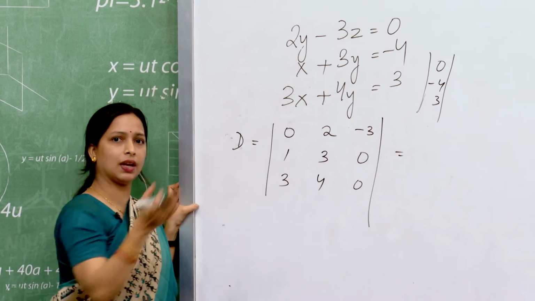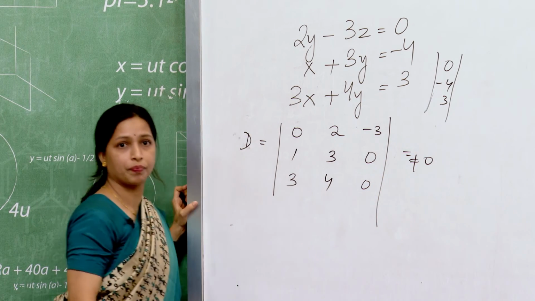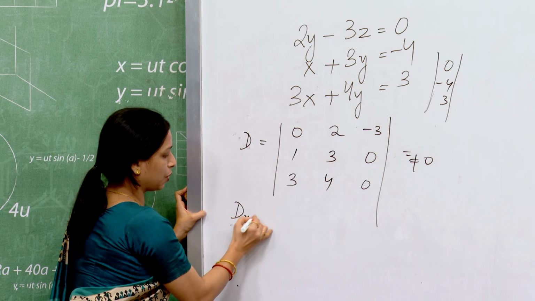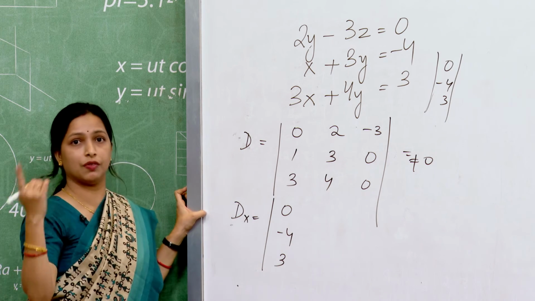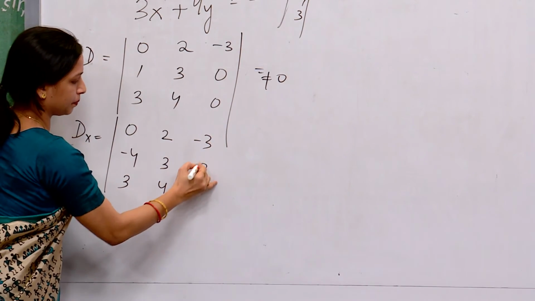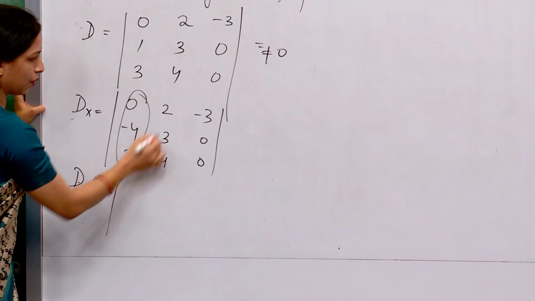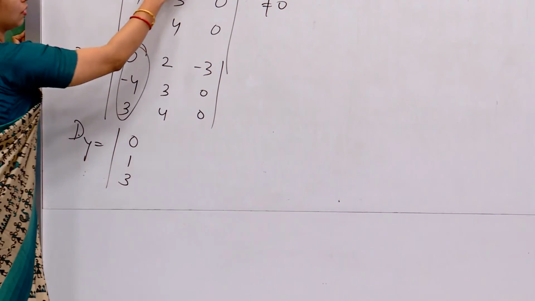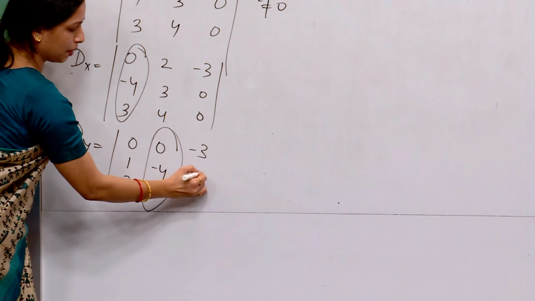So, this is how you have to follow the same steps. You will find out the determinant value and make sure this is not equal to 0, then only you can use Cramer's rule. So, for dx what do you do? You substitute the values 0, minus 4 and 3 in place of the coefficients of x, and the other elements remain the same. Similarly, for dy, what do you do? You substitute the values in place of y, so 0, minus 4 and 3, and the other elements remain the same.